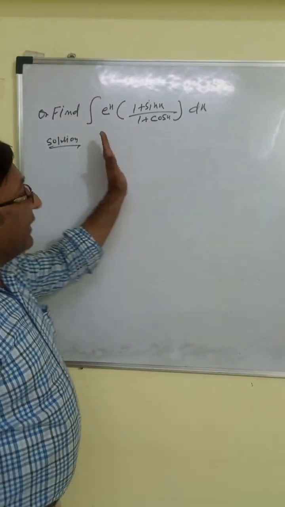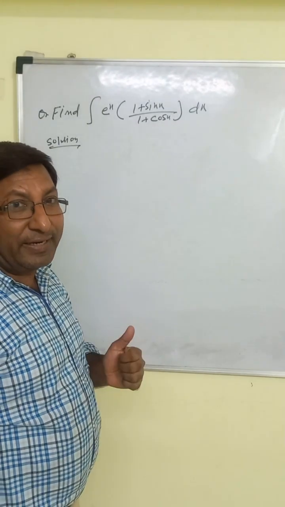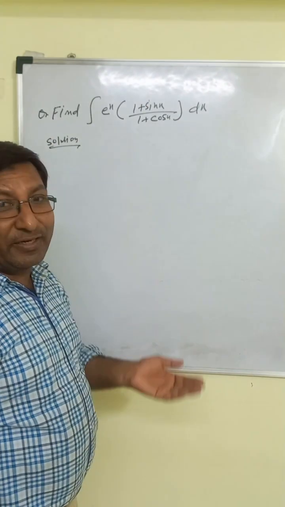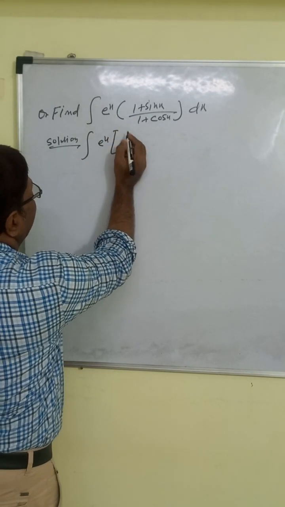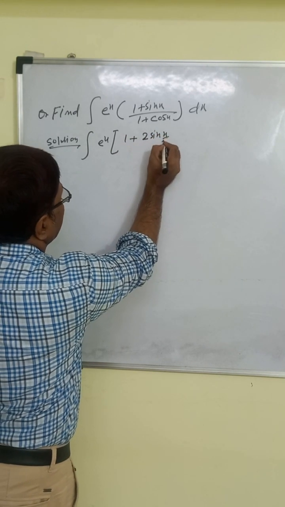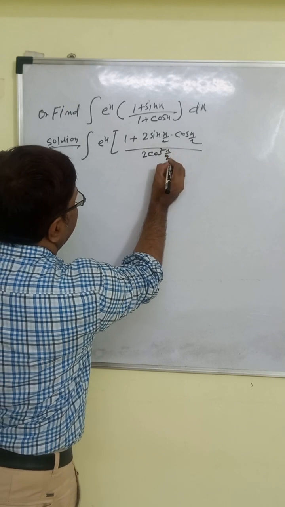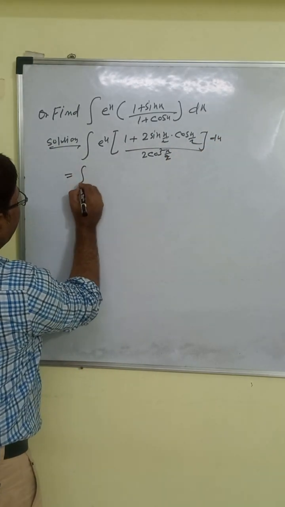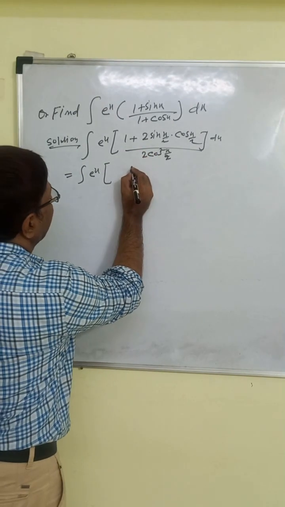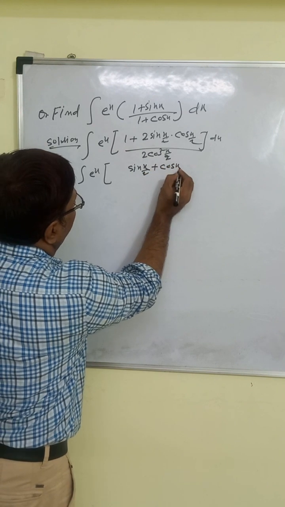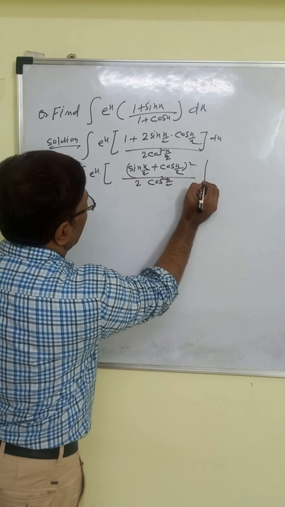Let us see the question. Find the integration of e^x into (1 plus sin x) divided by (1 plus cos x). For this type of question, again, what is the technique? Just arrange this expression in such a way that we get e^x into the function of x plus the derivative of the function. So what we do: integration of e to the power x. Here, 1 plus sin x, we can write as 2 sin x by 2 into cos x by 2 plus 1. In the denominator, 1 plus cos x, you know the formula, is 2 cos square x by 2, dx. Now in the numerator, 1 we can write as sin square x by 2 plus cos square x by 2, so the whole numerator is (sin x by 2 plus cos x by 2) whole square, and the denominator is 2 cos square x by 2, dx.